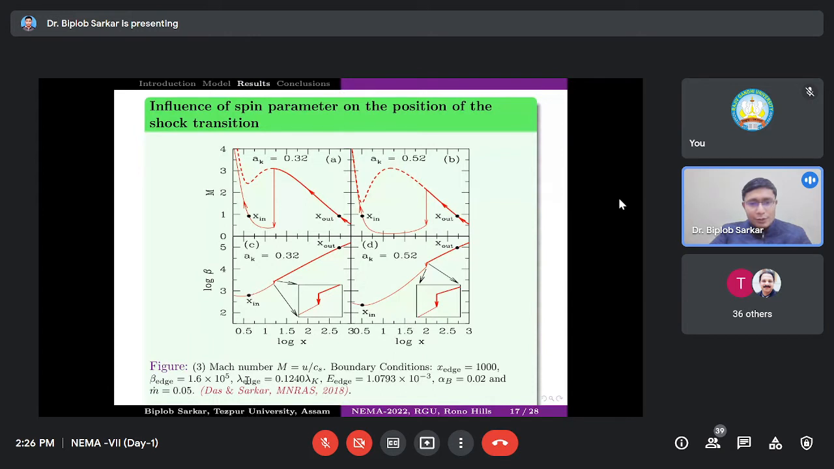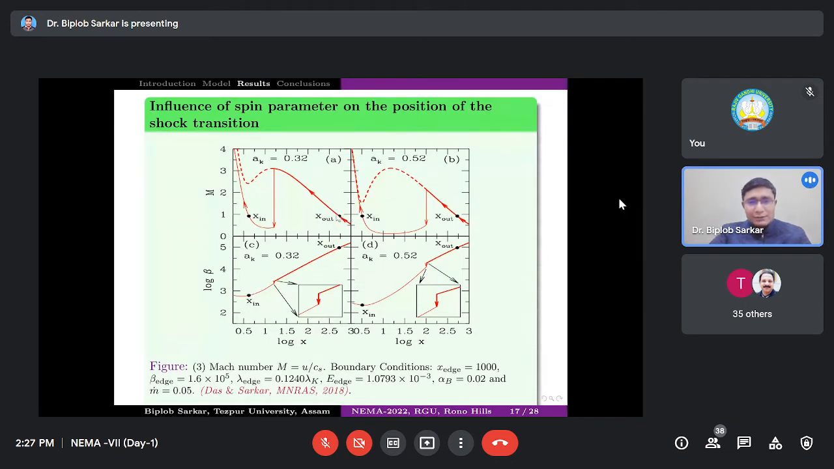And the angular momentum at the outer edge we have considered to be a sub-Keplerian angular momentum, and matter with this given boundary condition at the outer edge, when it approaches the black hole horizon, then the subsonic matter becomes supersonic after passing through a sonic point x out. Now this sonic point x out is situated very far away from the black hole horizon, and it is called the outer sonic point or outer critical point.